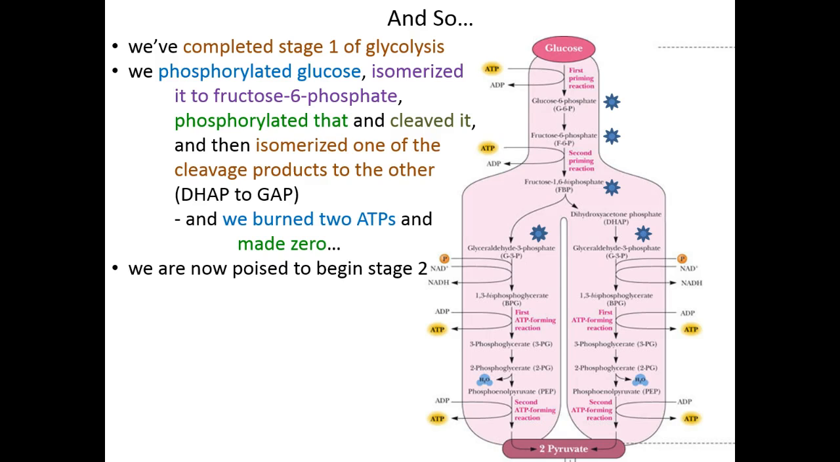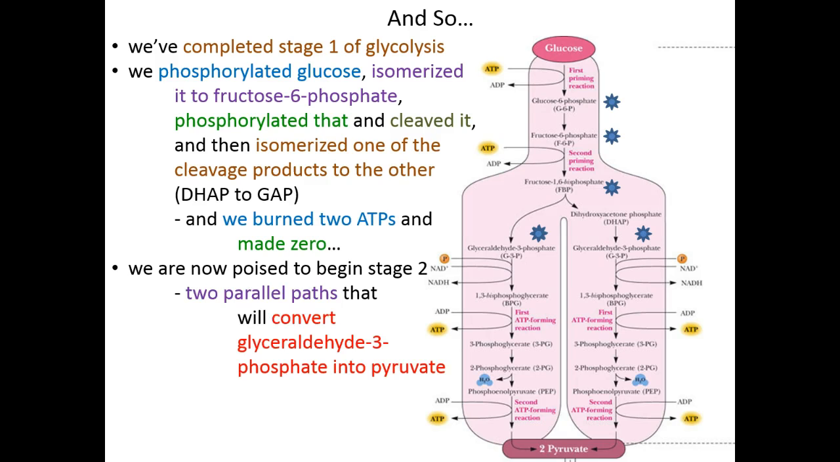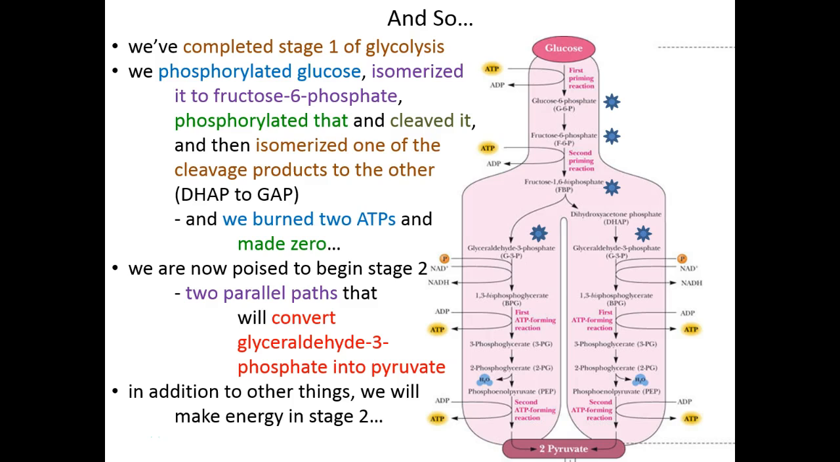But again, we're poised to begin stage 2 of this process and see what happens to GAP as we continue down glycolysis. These 2 parallel pathways, side by side, in parallel, will eventually convert GAP into pyruvate, which is the net goal of glycolysis. In addition, along the way, we will begin making ATP, eventually breaking even, and after that, our 2 ATP profit. As I told you in the last lecture chunk, glycolysis makes 4 molecules of ATP, burns 2 for a net gain of 2 molecules. We've seen 2 burned, we haven't seen any made yet, and that's because ATP is made in stage 2.